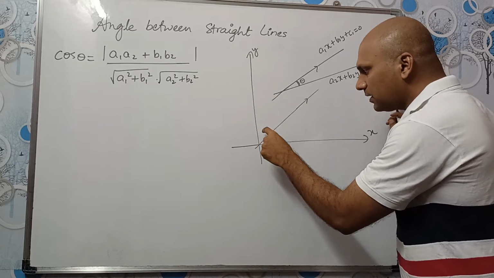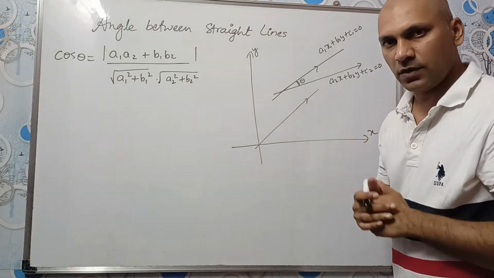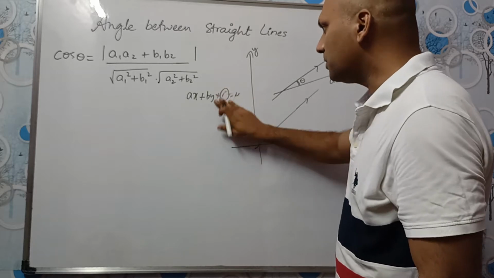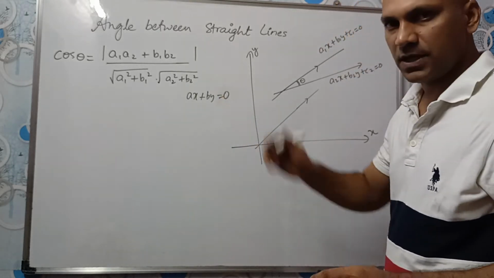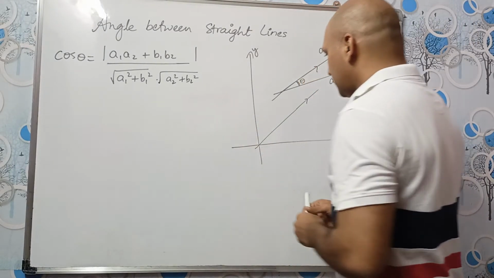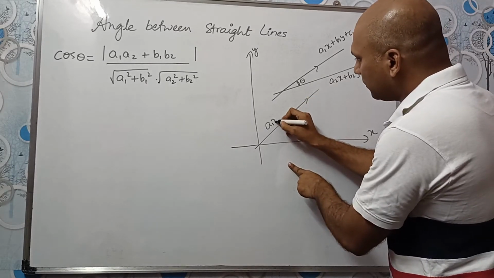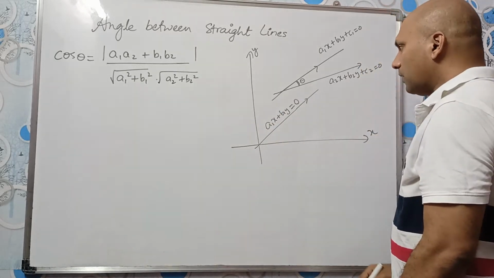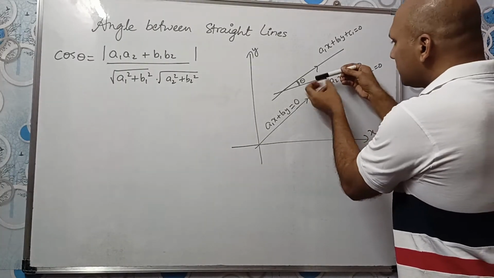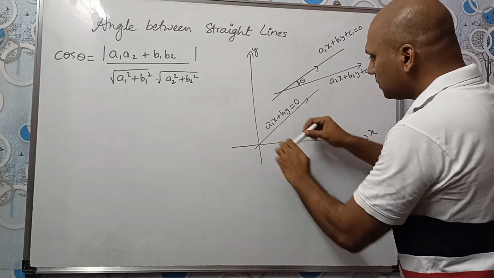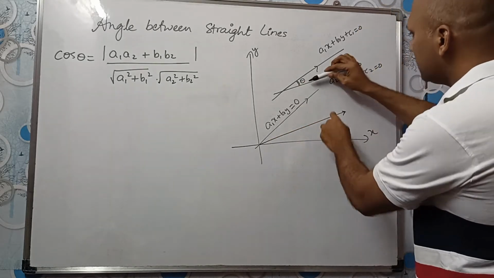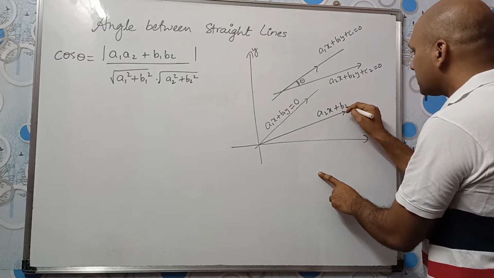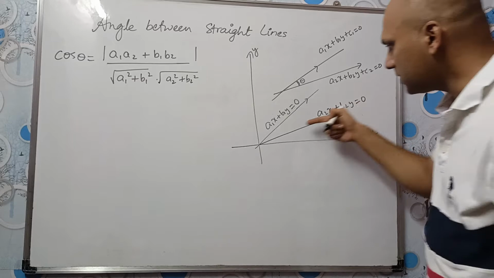We have studied in the lower classes that when a straight line is passing through origin, it will not have a constant. Like ax plus by plus c is equal to 0, the constant will not be there if the line is passing through origin. So this c term will not be there. a₁x plus b₁y equal to 0 will be the equation of this line. Now, what about the second line? This is the second line. Let us draw a parallel line to the second line passing through origin. These two lines are parallel to each other. What will be the equation of this line? It will be a₂x plus b₂y equal to 0. Constant will not be there because this line is passing through origin.